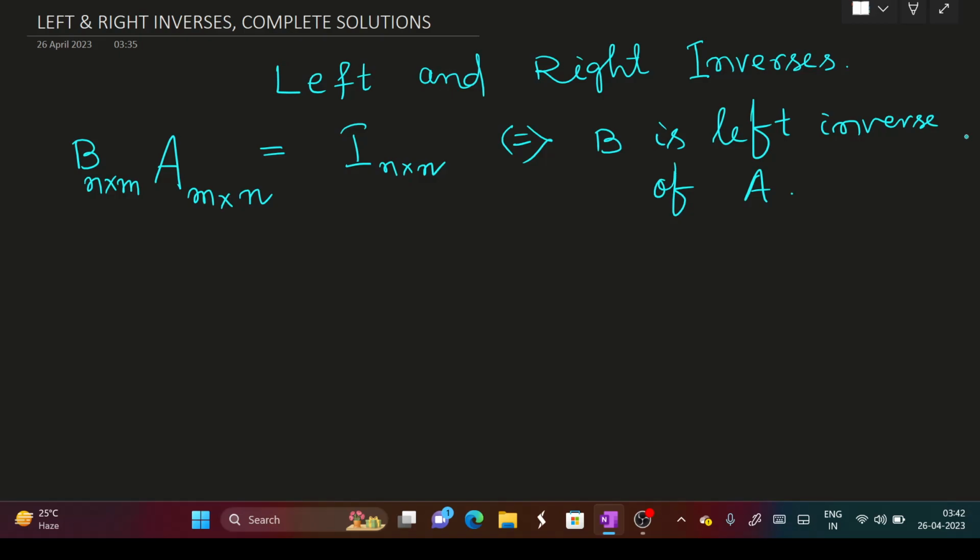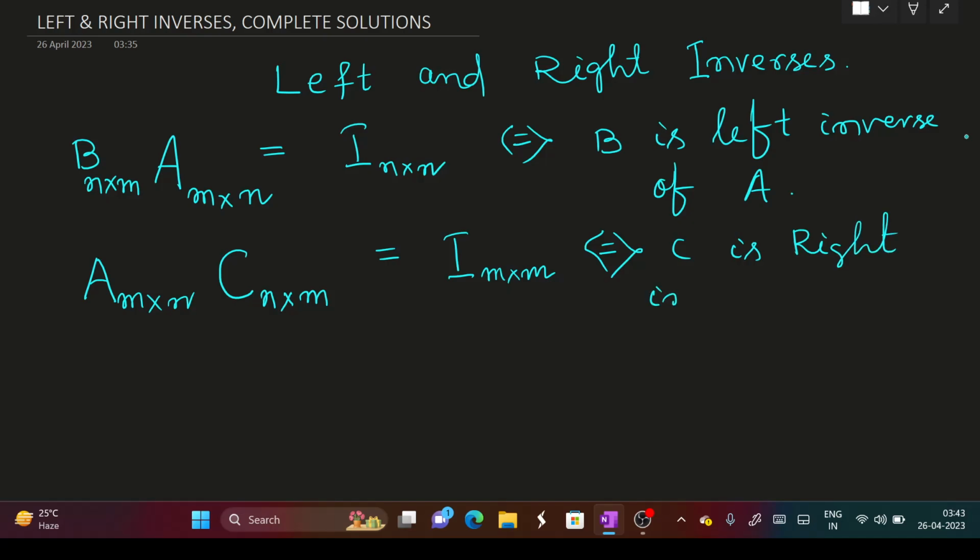Similarly, if A is any matrix with m rows and n columns and I get a matrix C having n rows and m columns such that I get the identity matrix of m rows and m columns, then we can claim that C is the right inverse of A. Now we got the meaning of right inverse and left inverse. If any matrix is multiplied from the left hand side of A to give the identity matrix, it is the left inverse. Similarly, if any matrix C is multiplied from the right hand side of A to give the identity matrix, then we say that C is the right inverse.